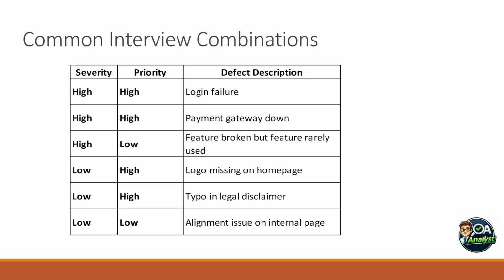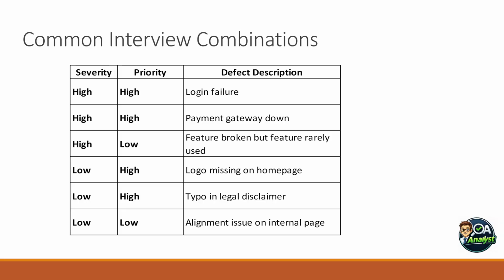The next example is low severity, high priority. Logo missing on the home page. The functionality works, so there is no business impact because of the missing logo, but the brand image is definitely impacted. Hence, it must be fixed very quickly. That's why it is low severity and high priority. The next example is also low severity, high priority: a typo in the legal disclaimer. A small issue, but there is a legal compliance risk, so it needs immediate action.